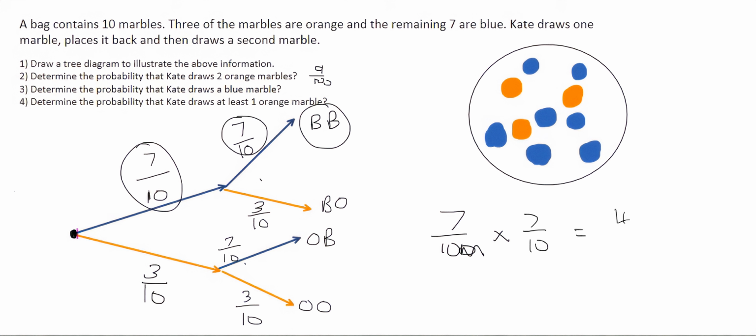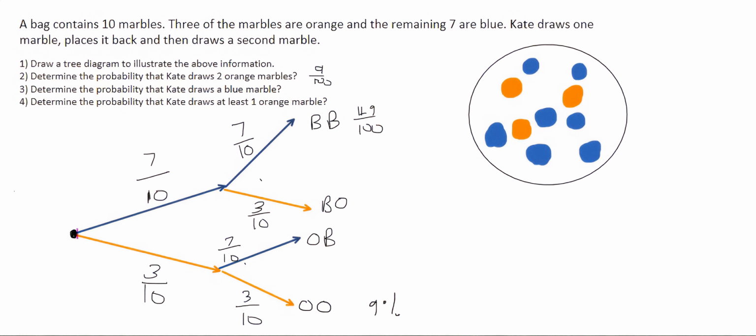And that's going to give us 49 out of 100. So her chances of getting 2 blues is 49%, and her chances of getting 2 oranges was 0.09, so it was 9 over 100, which is about 9%. So her chances of drawing 2 blues are much higher, and that makes sense because there's more blues in the bag than orange. Number 3, determine the probability that Kate draws a blue marble.